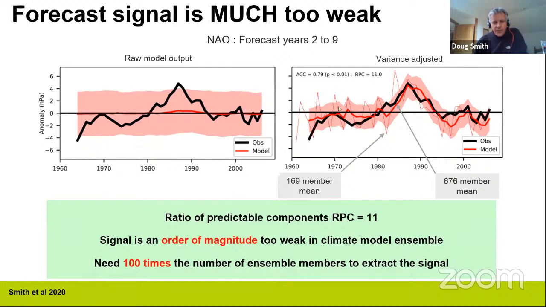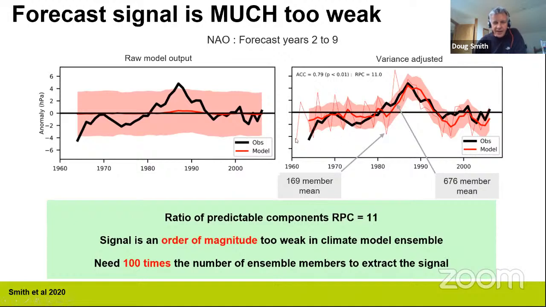And so what that means is, as we add ensemble members to extract the signal and get rid of the noise, the noise component reduces. It's the variance of the noise that reduces linearly with the number of ensemble members that we add. So if the standard deviation is 10 times too small, then we need to inflate the ensemble by 100 times more members than we should do if we had perfect models to extract the predictable signal.